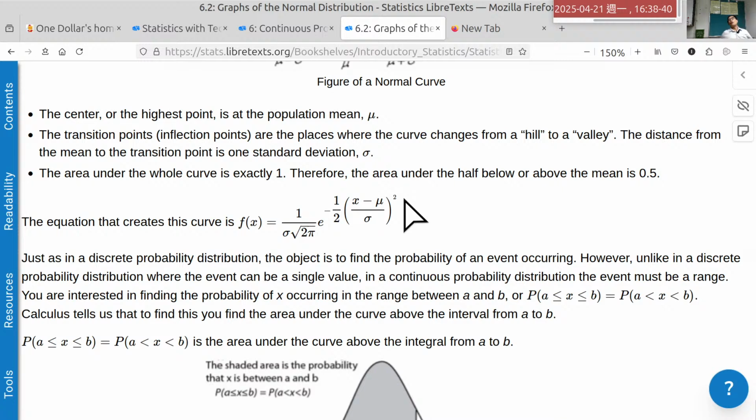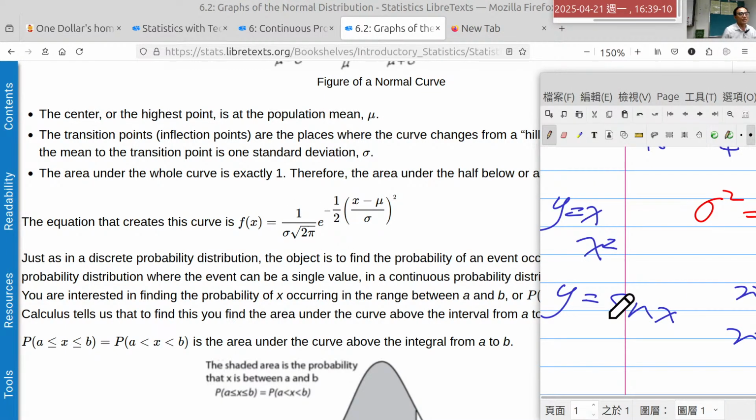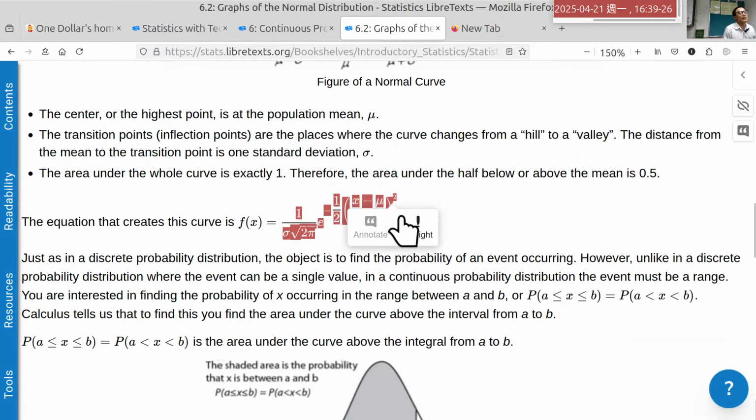When I was a PhD student in the US, one day I tried to plot this one. Even y equals 10 to the power of x is very easy, but I failed. I could not draw the function of this. I don't know why the German mathematician created this formula.